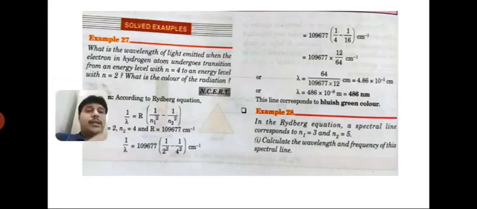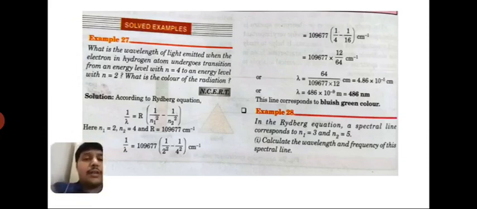Let's see the next numerical. Student, this numerical is based on the Rydberg equation. That's why I want to discuss it, because in the last video we only discussed the formula and conditions, but we did not discuss any numerical. So here the first question is: what is the wavelength of light emitted when the electron in a hydrogen atom undergoes a transition from an energy level with n equal to 4 to an energy level with n equal to 2, and what is the color of the radiation?